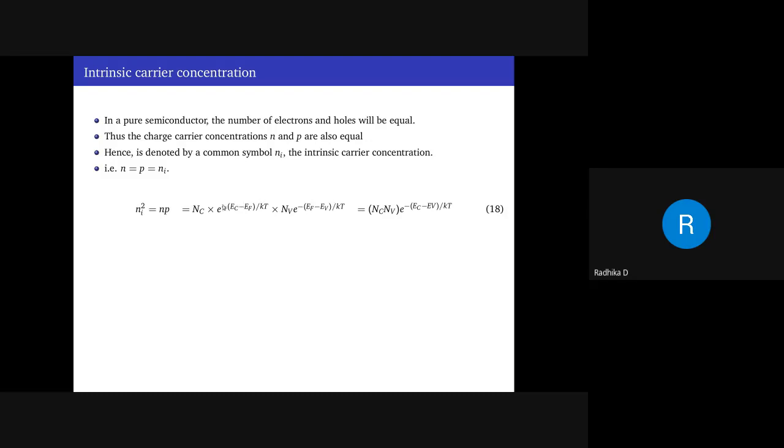Now the exponentials, let's see what happens. There is a minus Ec by Kt that remains as it is. Minus of minus Ef is plus Ef, so plus Ef by Kt and minus Ef by Kt cancel. What is the leftover? Minus of minus Ev, so minus of Ec minus Ev. These are actually suffixes, sorry, I forgot to put them as suffixes. So the product gives Nc Nv e to the power of minus Ec minus Ev by Kt.